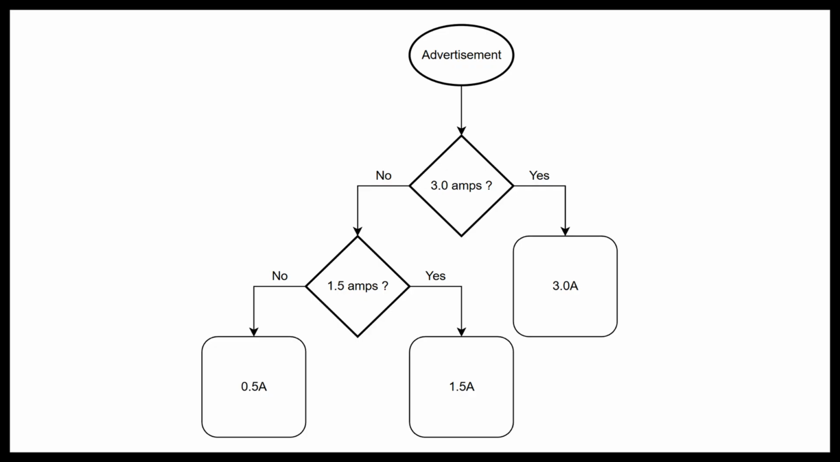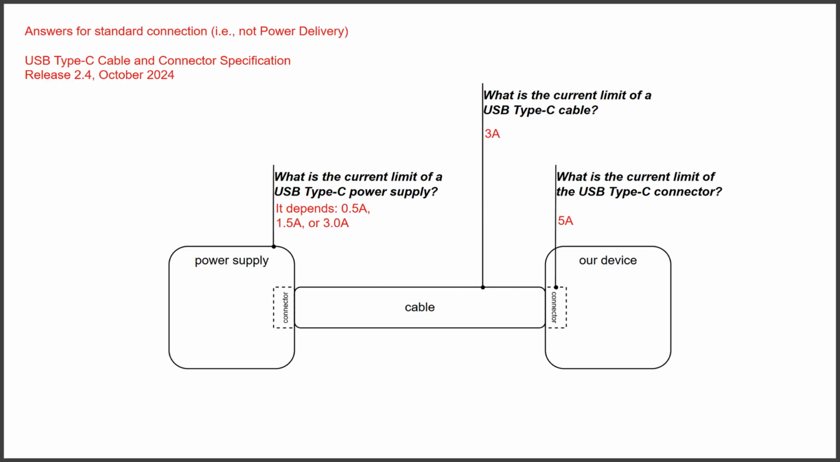In conclusion, our circuit needs to follow this decision tree. Based on our review of the specification, we now have answers to our 3 questions. In the next video we will look at how the source and sink communicate and agree on the current limit.